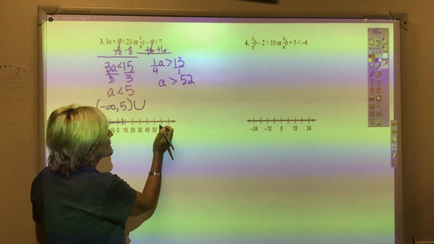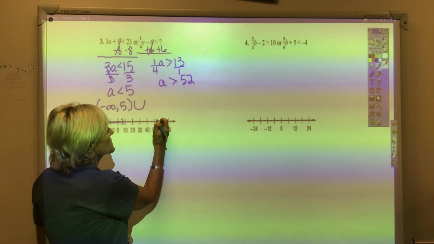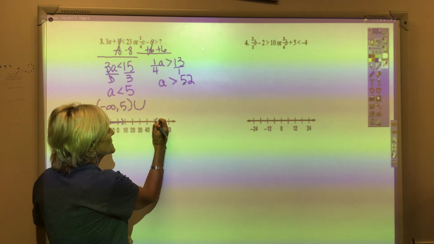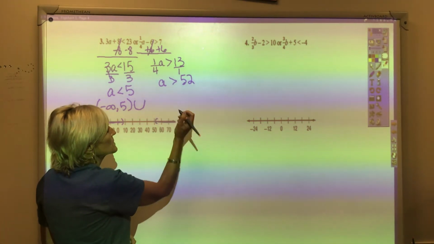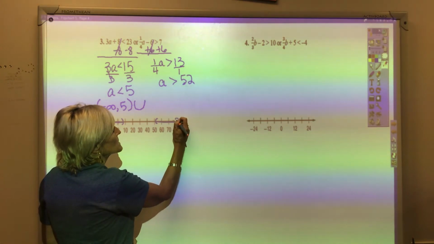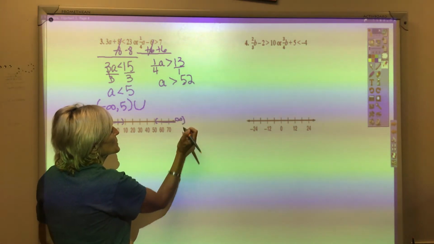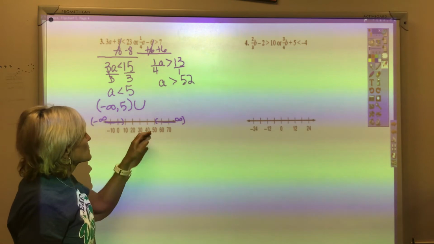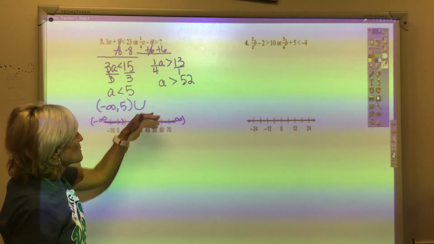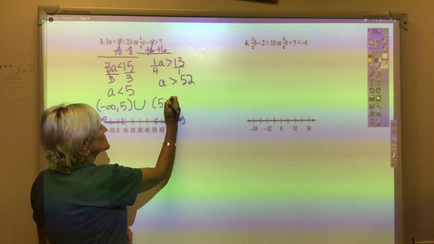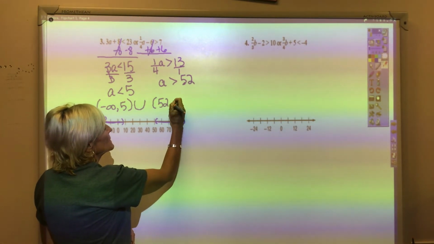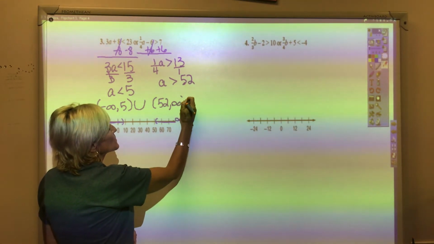So if I go on my graph and kind of approximate where 52 is, I'm going to put a parenthesis. I'm going to shade to the right. See the arrows pointing to the right. I'm going towards infinity, and I'm going to put a parenthesis. So all I need to do is fill it in up here. It will be a parenthesis, 52, comma, infinity, parenthesis.